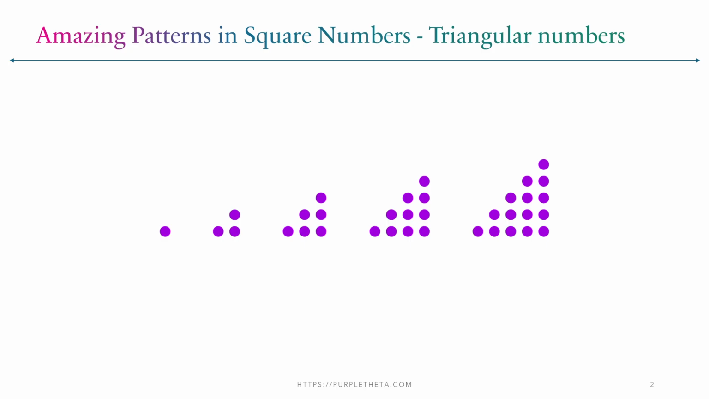Also, let us write the number of circles in each triangle, right? In the first triangle, there is one circle. In the second triangle, there are 3 circles. In the third triangle, there are 6 circles. In the fourth triangle, there are 10 circles. And in the fifth triangle, there are 15 circles, right? And this pattern keeps growing. Can you guess how many circles will be there in the next triangle?